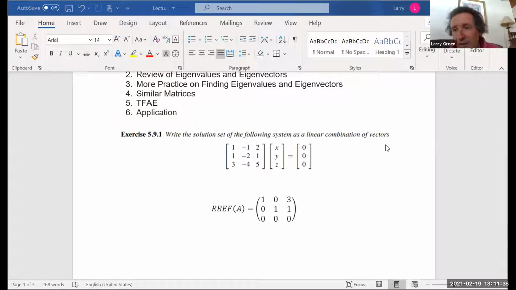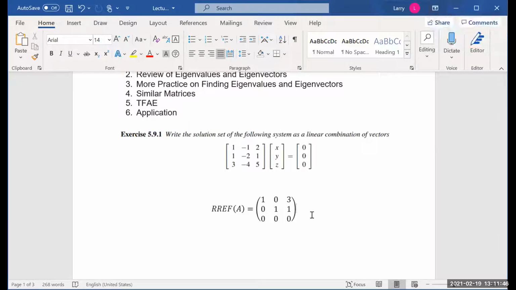Okay, so we're trying to find the null space of this matrix. And the nice thing is, what is the dimension of the null space, just by looking at the RREF matrix? 2.